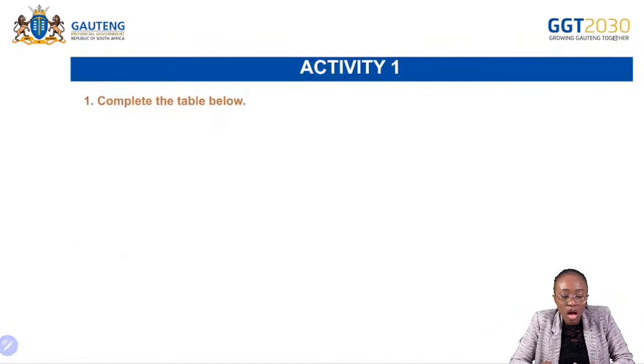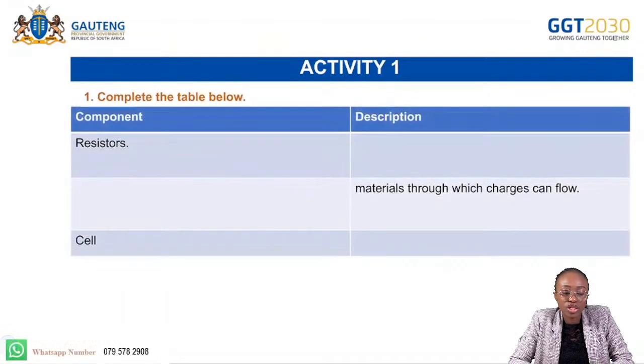Now we've come to our first activity. I need you to complete the table below. We've got 2 columns, a component and a description. Where there's a gap, you fill it up. For example, we've got resistors. There's a component, you need to describe what a resistor is using 1 sentence. We've got a gap under resistors, but we have a description. These are materials through which charges can flow.